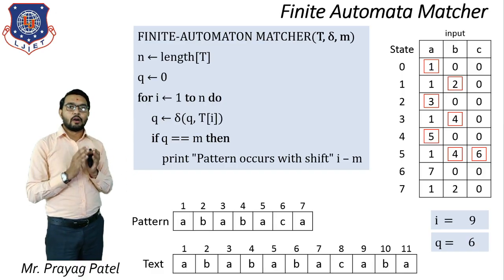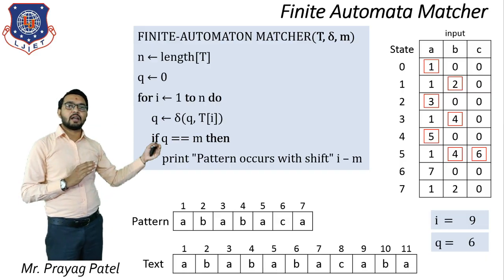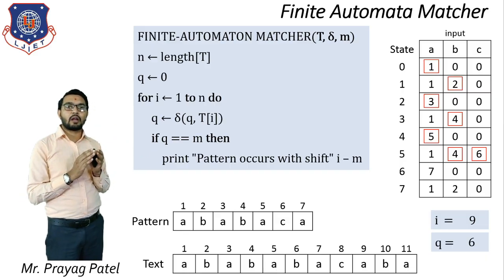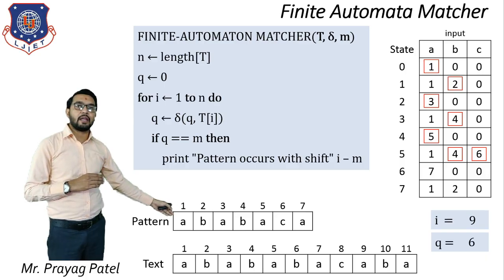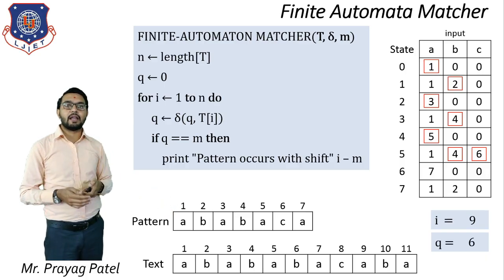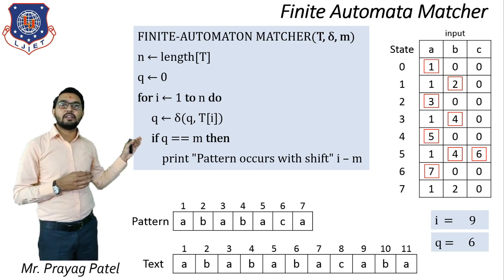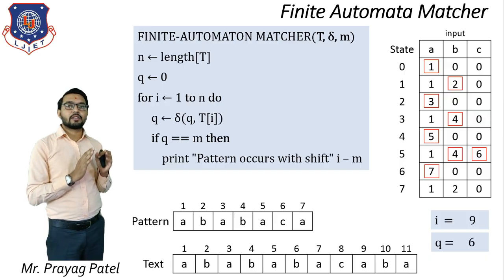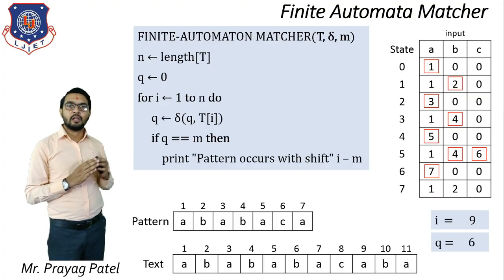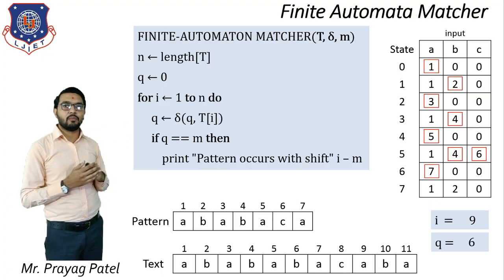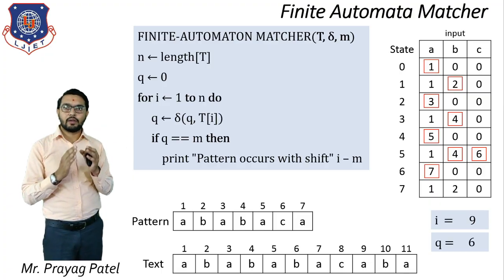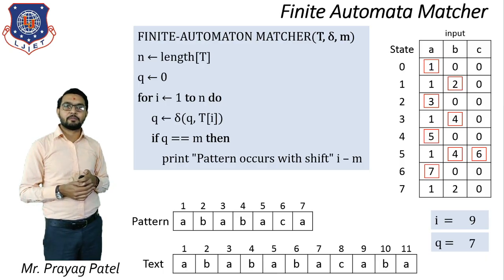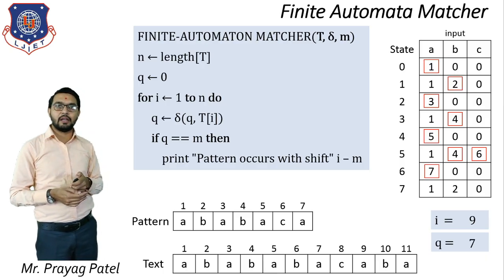So find the output of node 6 with I value 9, meaning t of 9 equal to a. So 6a, and the 6a value equal to 7. Now the next condition is: if q equal to m, then print that the pattern occurs with the shift I minus m. Here q is 7 and m is also 7 because the length of your pattern is 7. So the condition 7 equal to 7 is satisfied, so we can say that the pattern is found here.